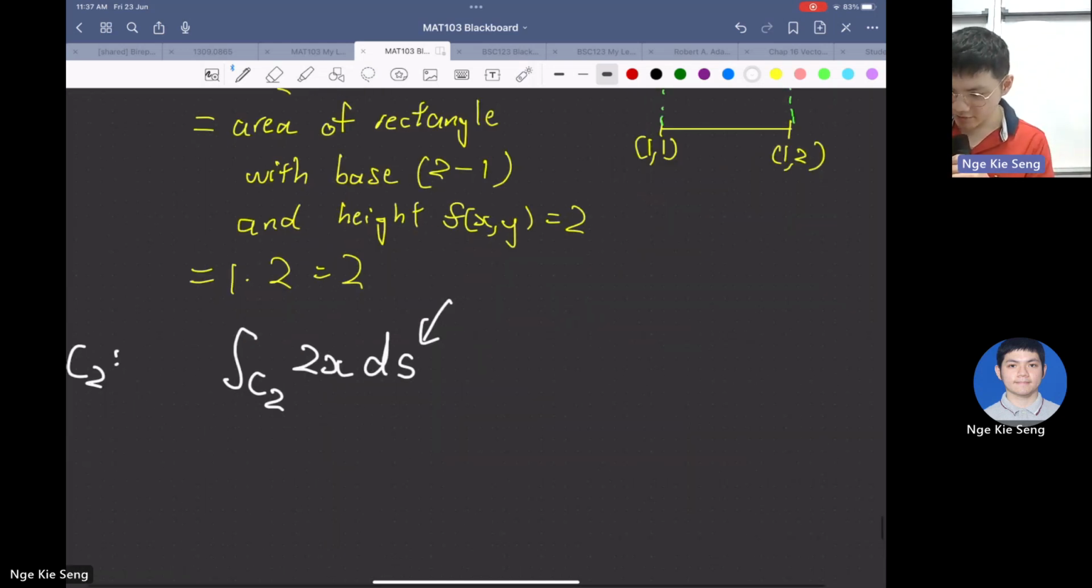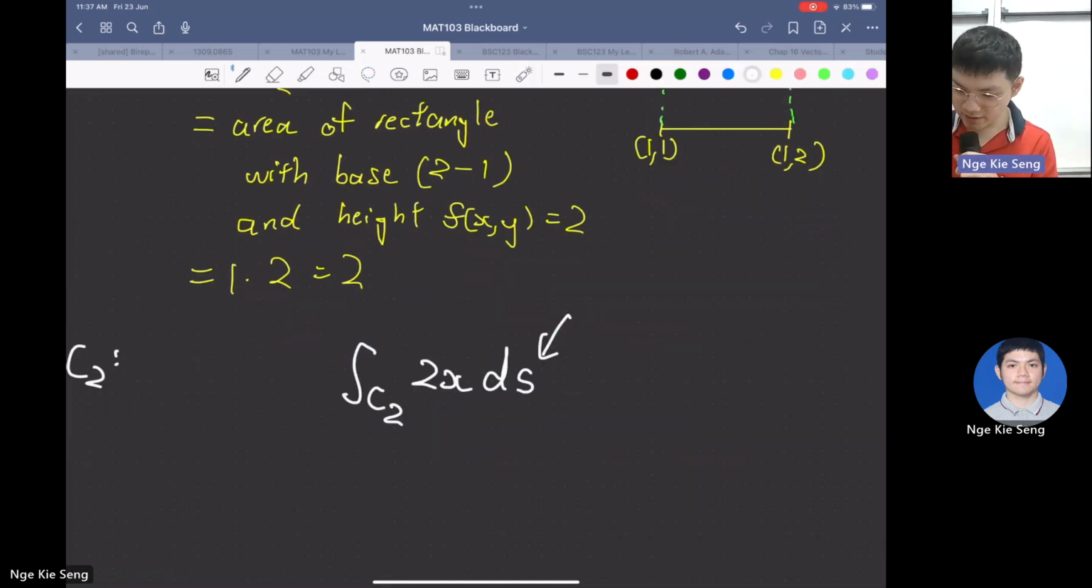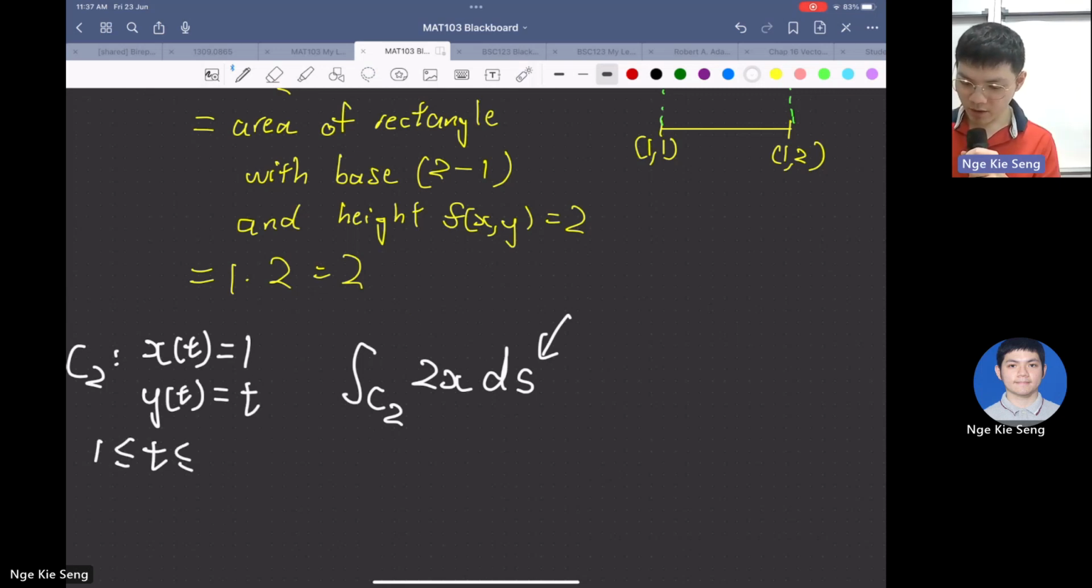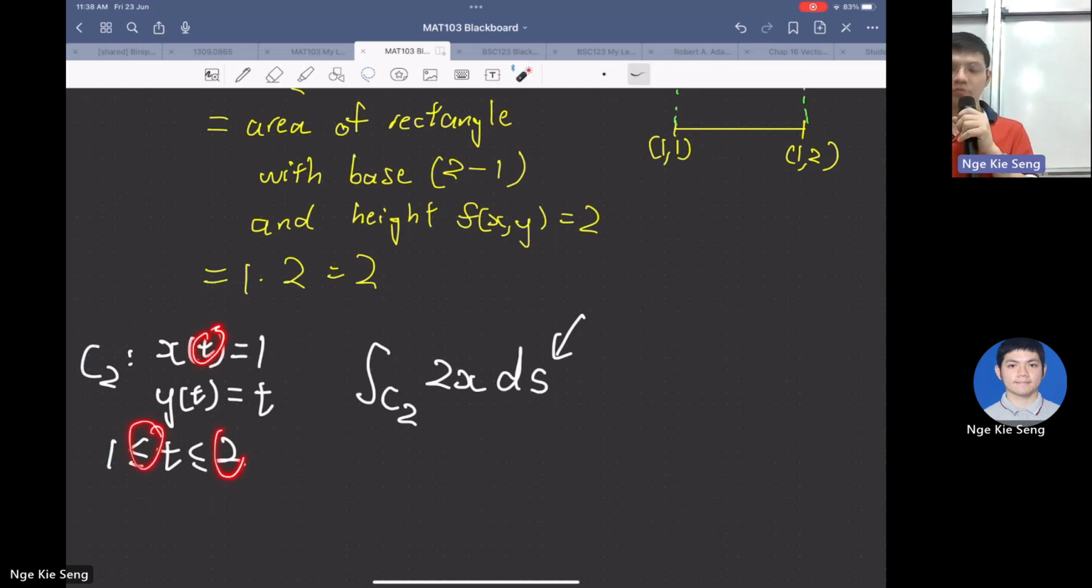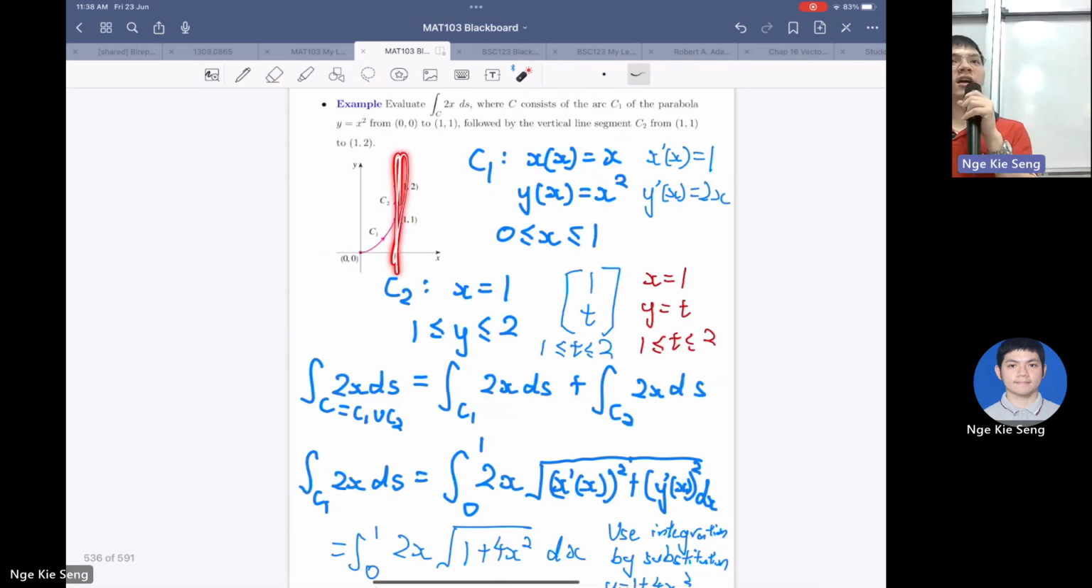So let's bring my C2 down. My C2 here is x(t) equals 1, y(t) equals t, where t is going from 1 to 2. You need to check whether this gives you the right curve or not. You see, my t is going from 1 to 2, and my x is always 1. Does this give you the vertical line? Yes, this gives you a vertical line.